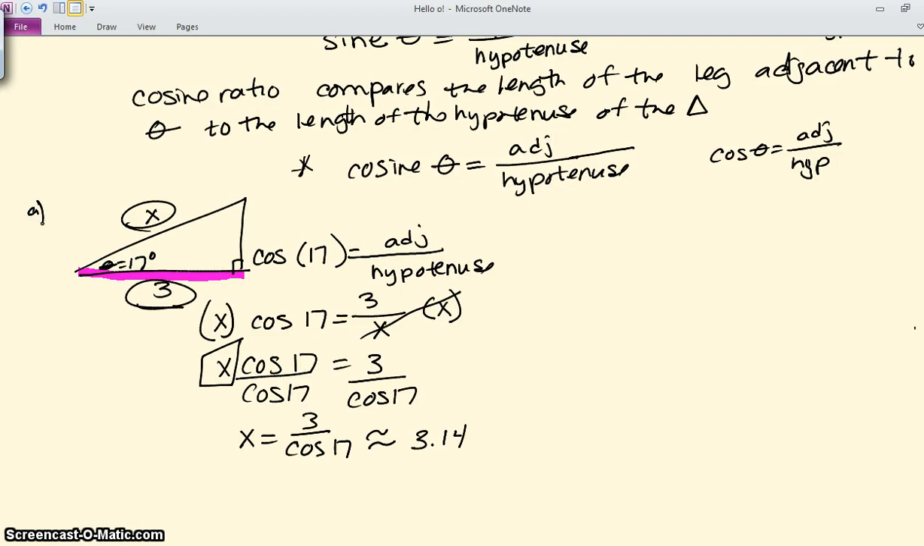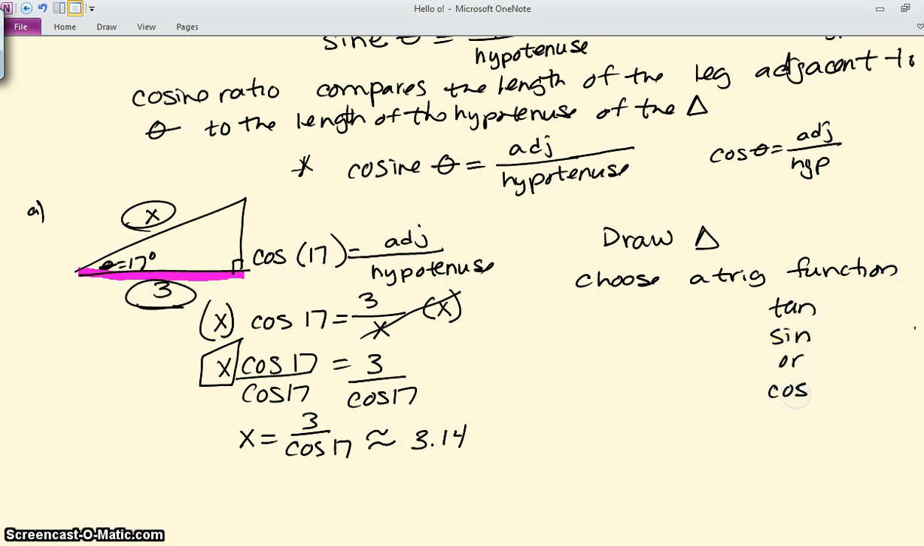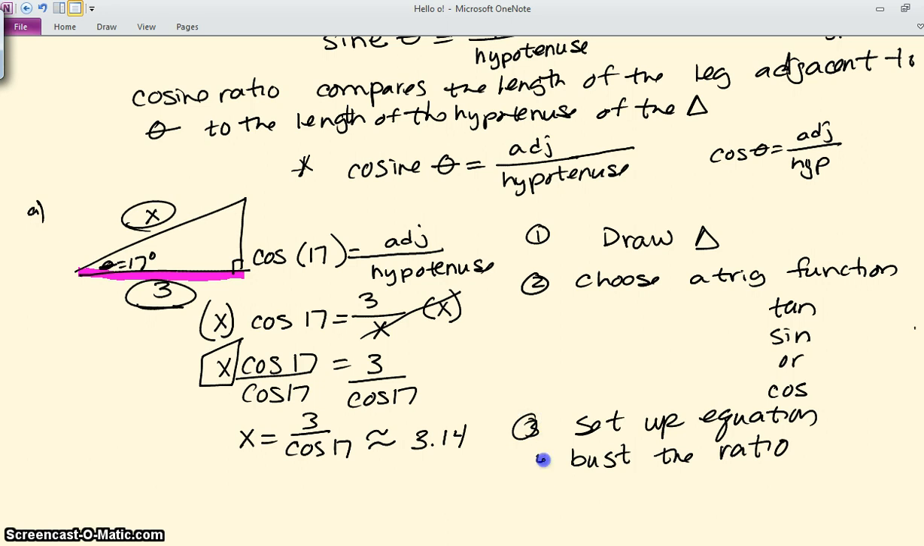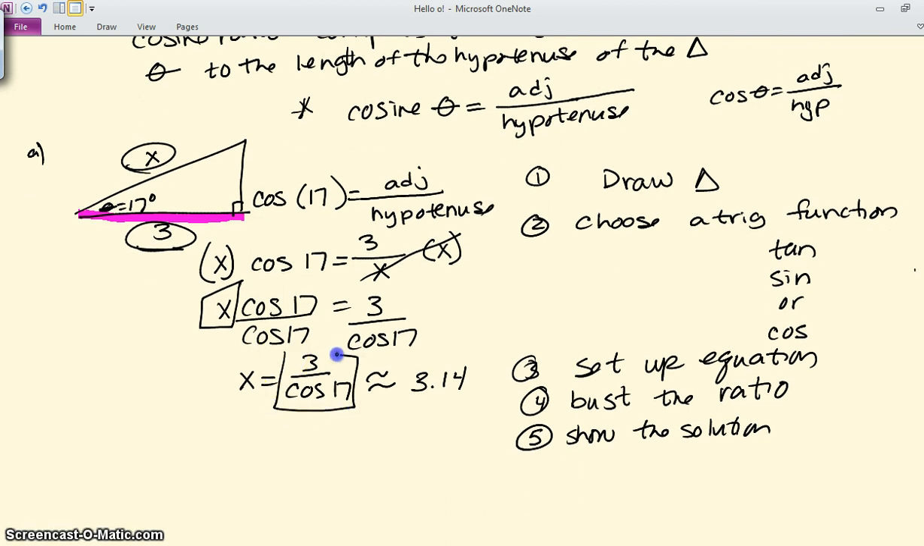So these are all required steps. Draw the triangle. Choose a trig function. That would be tangent, sine, or cosine, based on the information you have in your triangle. Set up an equation. Bust the fraction. These are all ratio problems. And show the solution in both an exact form and an approximate form.